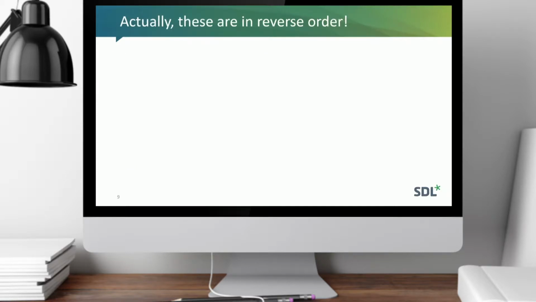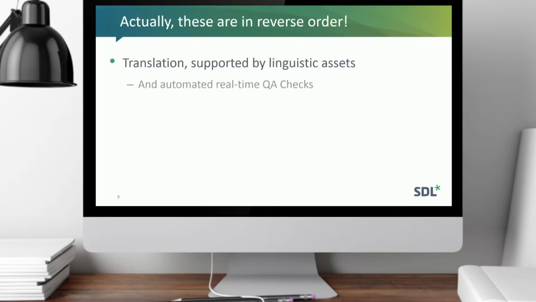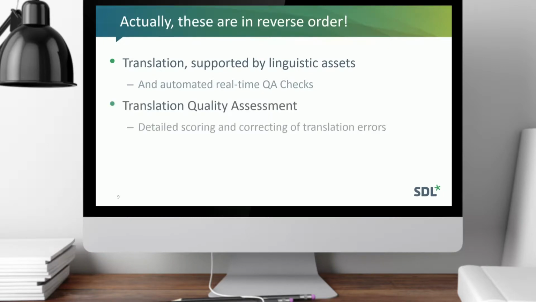But if you think about it, those things are really in reverse order, certainly from a chronological point of view of managing a translation project. Really, you want the reverse. You want translation supported by linguistic assets and automated real-time QA checks early in the workflow. Then, should you choose to go for this full in-depth TQA, Translation Quality Assessment review, with the scoring and correcting of translation errors and the capturing of that feedback, this is a very in-depth review phase.